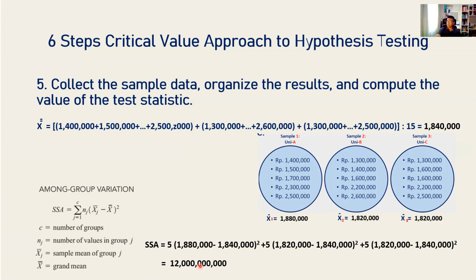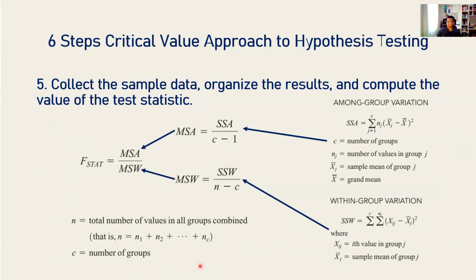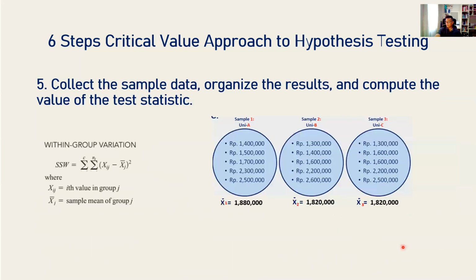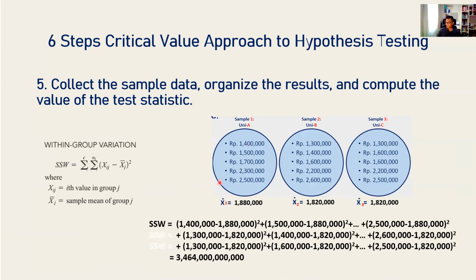Okay, now we have calculated the among group variations, and how do we calculate the within group variations? The within group variations is basically a summation of the differences between each value within a group and the sample mean of that group. Technically we do it this way: 1.4 minus 1.880, and then we square it.